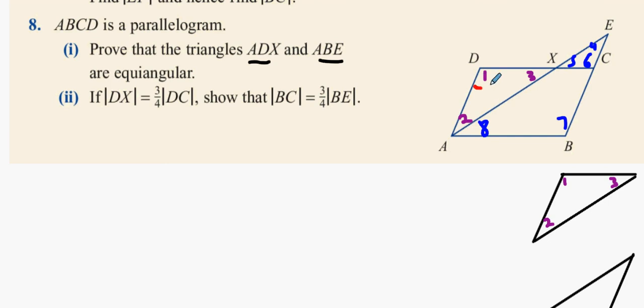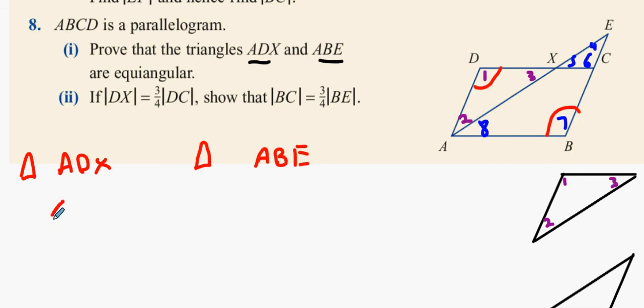So, angle 1 equals angle 7. So this is triangle ADX, and this is triangle ABE. And I already have this because I have angle 1 equals angle 7, opposite angles in a parallelogram.